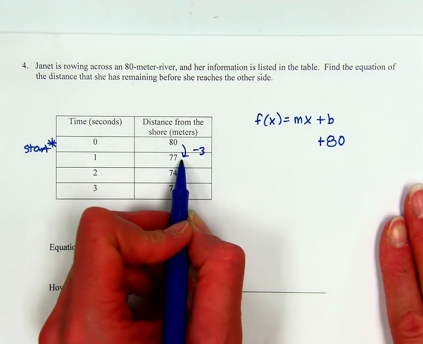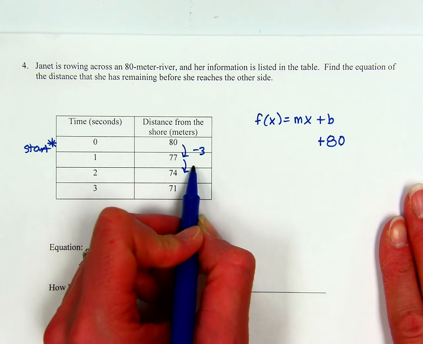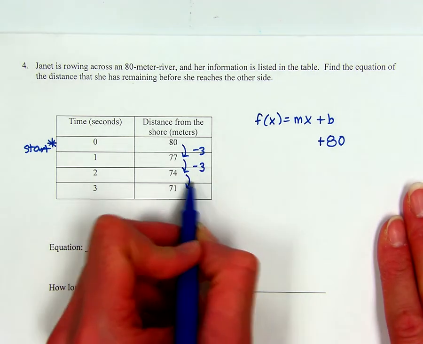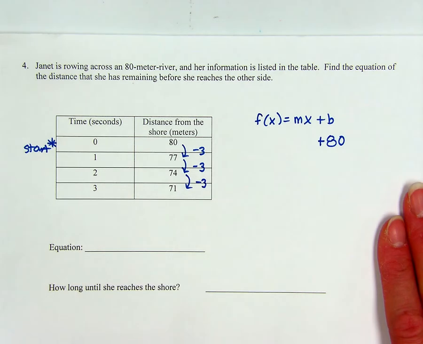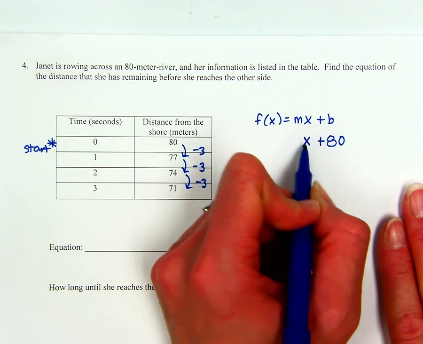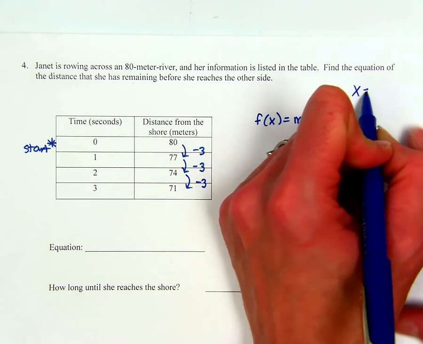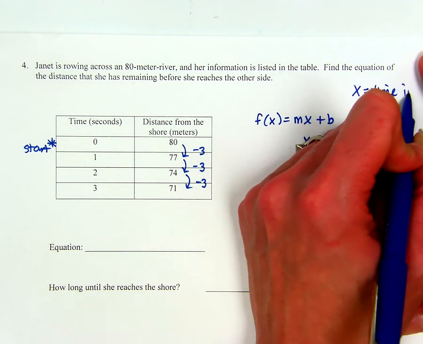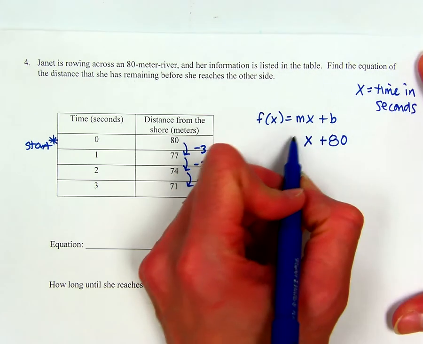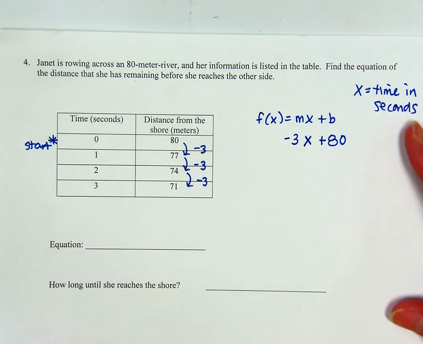After 2 seconds, she's got down to 74. Well, she's decreased by another 3 meters. And here, from 74 to 71, it's another 3 meters. So every 1 second, x represents our time, so this is our time in seconds. Every second, we're decreasing by 3 meters.